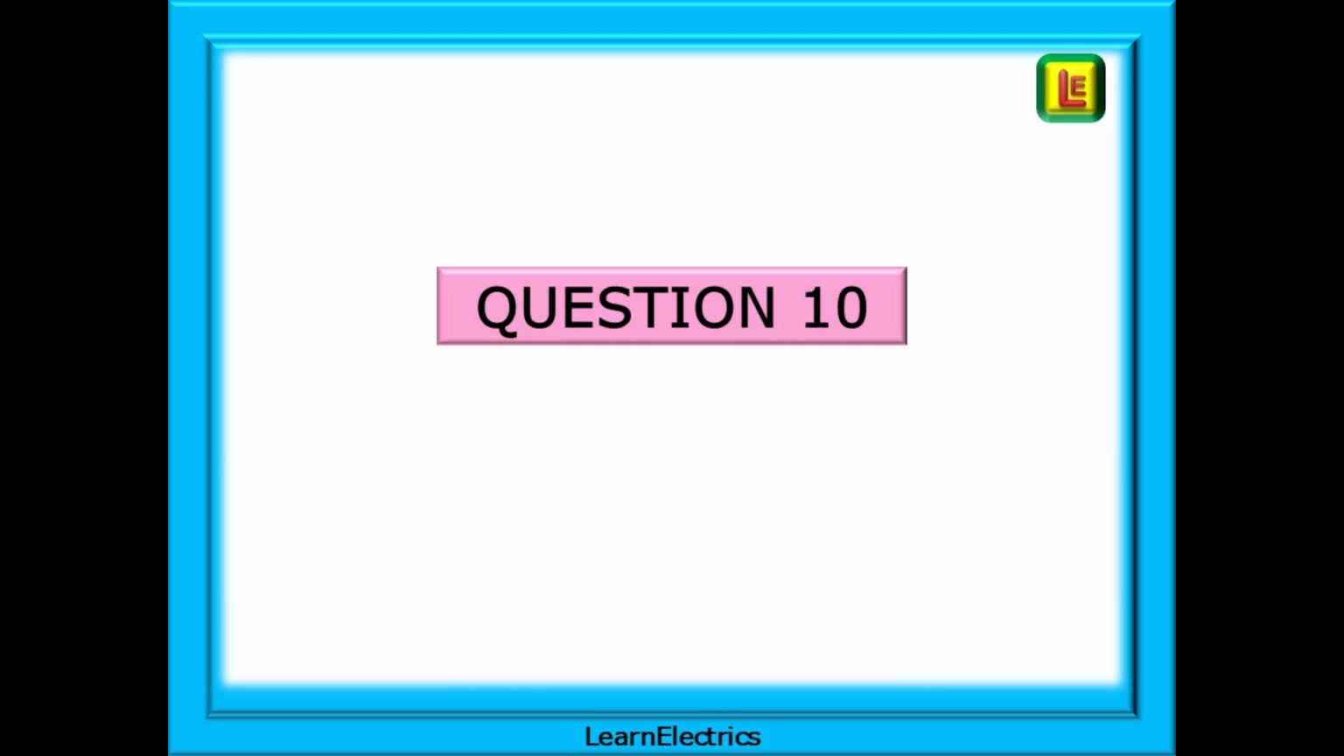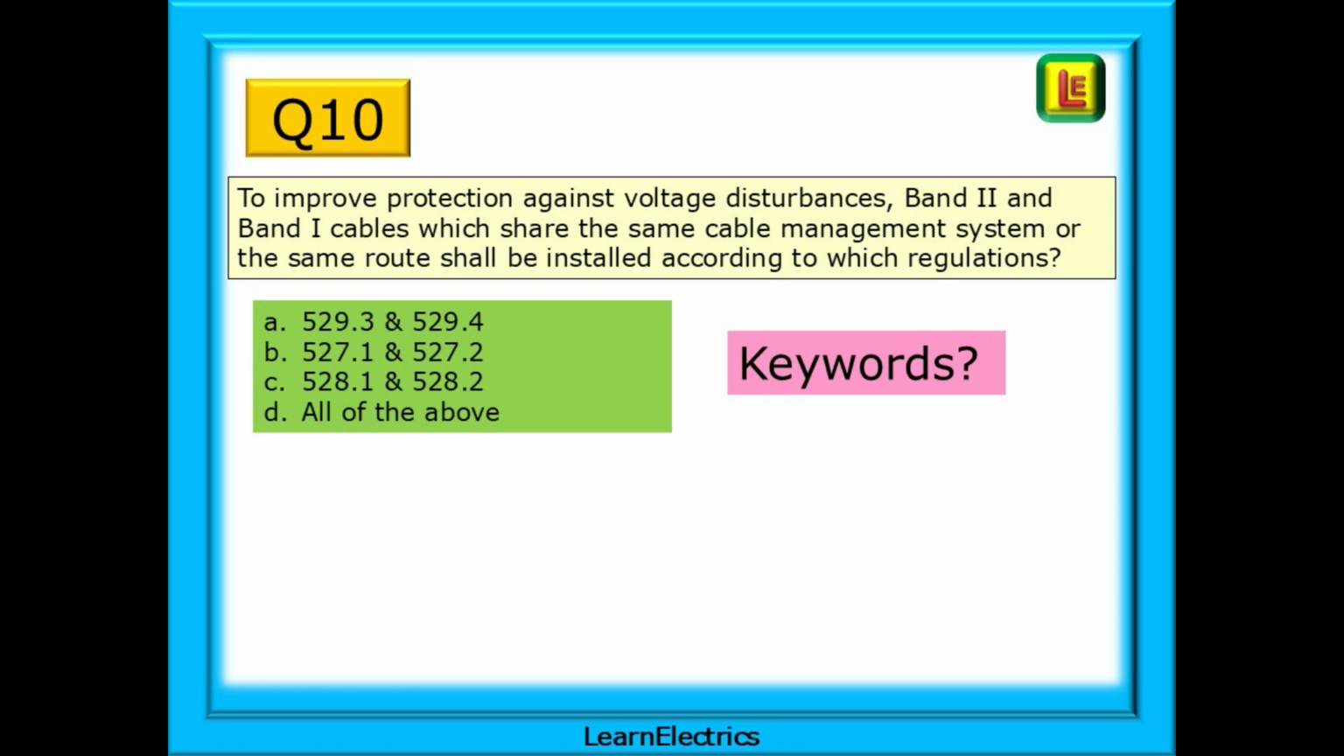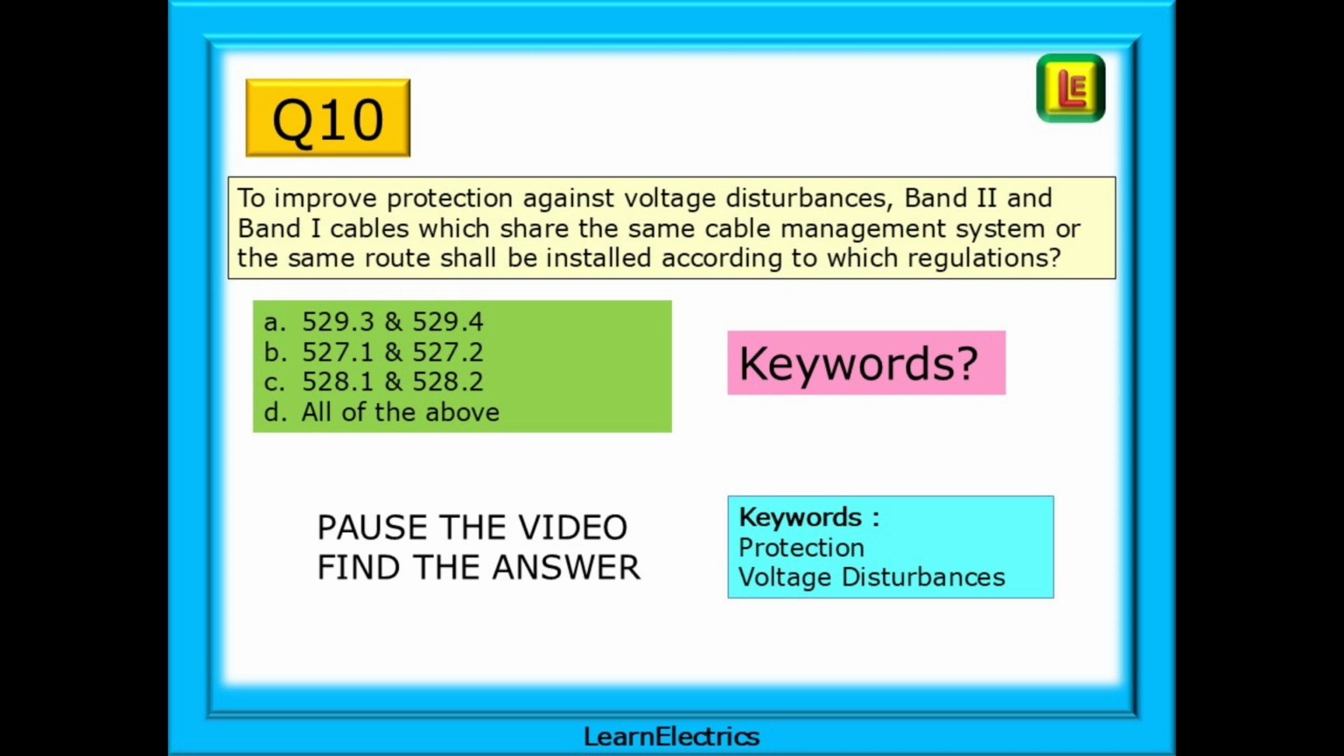Moving on to question 10. To improve protection against voltage disturbances, band 2 and band 1 cables which share the same cable management system or the same route shall be installed according to which regulations? The key words from the question are protection and voltage disturbances. Pause the video, find the answer.